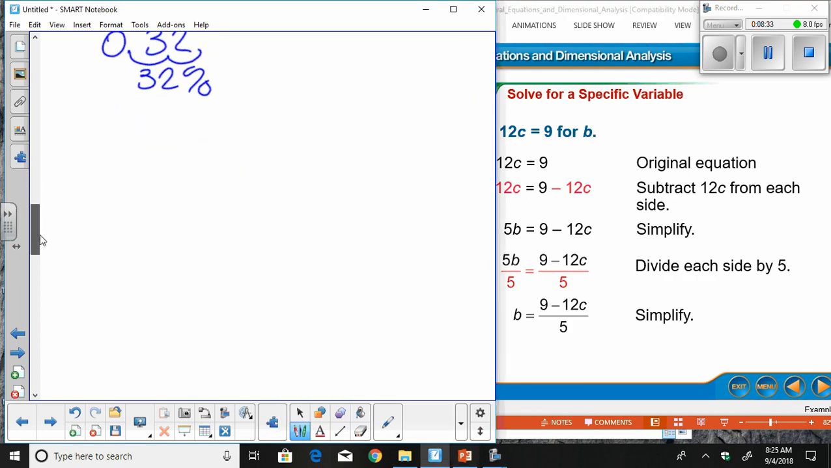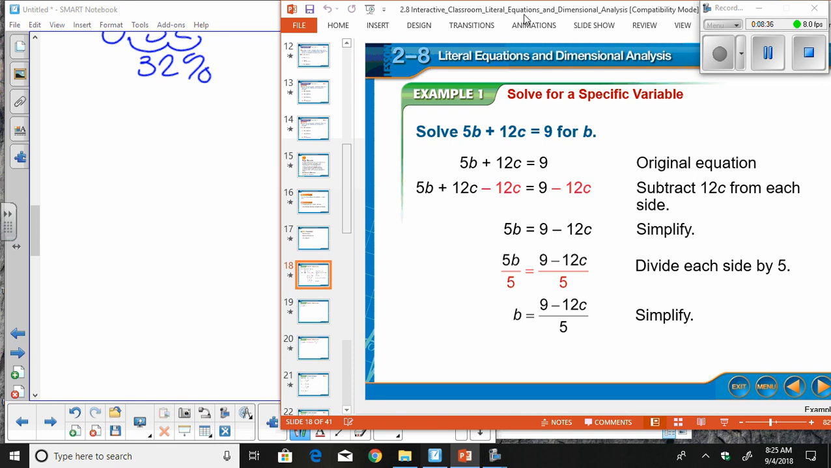Here we go, an example. Solve 5b plus 12c equals 9 for b. So we're looking to get that b by itself. The first thing we want to do is say, well, what's with the b? There's a 5 and there's a 12c. Which one do I want to get rid of first? It's that plus and minus. Remember, we're going up PEMDAS, so we get rid of addition and subtraction first. That's why they subtracted 12c from both sides.